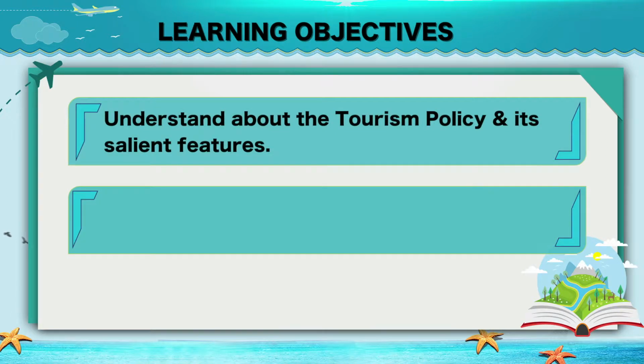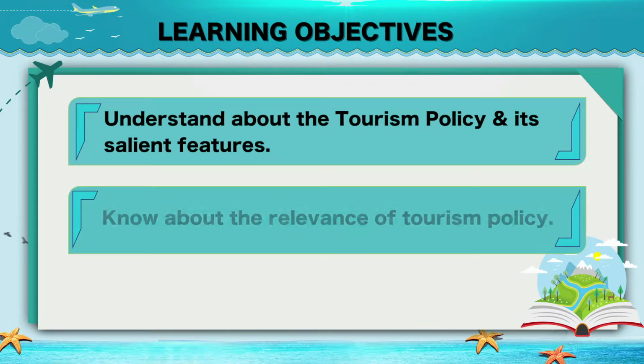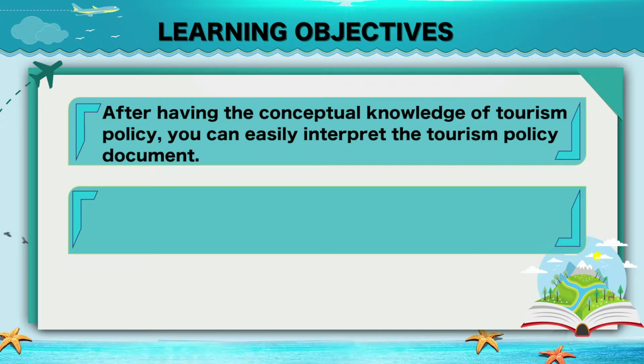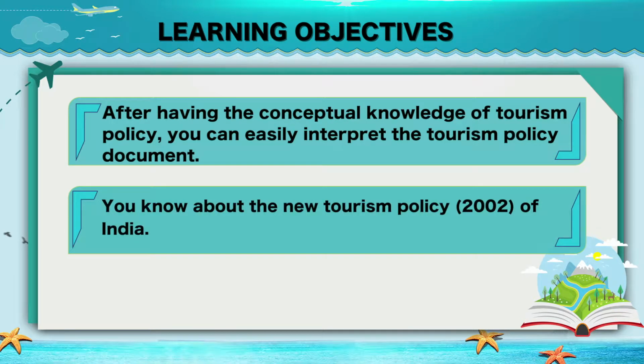In today's session on the latest policy document and tourism, you will be able to understand about tourism policy and its salient features. You will know about the relevance of the tourism policy and you will know about the various policy documents which are latest. After having the conceptual knowledge of tourism policy, you can easily interpret the tourism policy document. You know about the Tourism Policy 2002 of India.